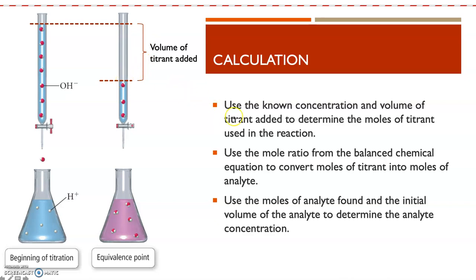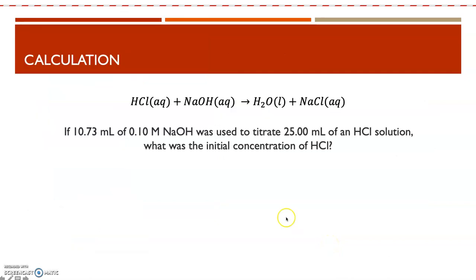Okay, so we can use the known concentration and volume of NaOH to determine the moles of NaOH. We can use the mole-to-mole ratio from the balanced chemical equation to convert moles of NaOH into moles of HCl, and then use the moles of HCl and the initial volume, which I said before was 25 milliliters, to determine the analyte concentration. So this problem looks a lot like what we did in the previous video.